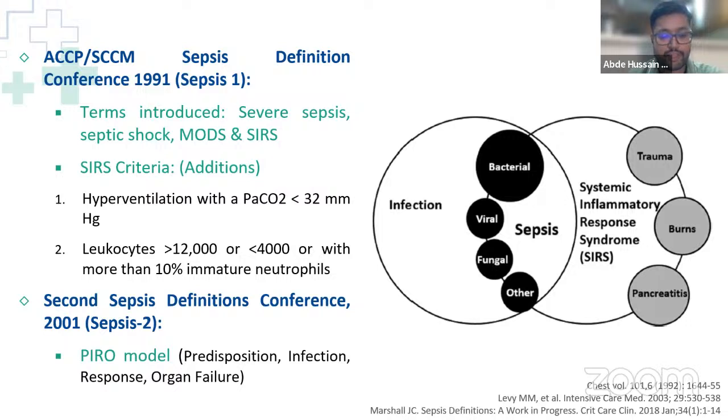In 2001, they expanded the set of criteria to define SIRS. Thus, the PIRO model was introduced, based on the hypothesis that a patient with sepsis requires independent consideration of baseline predisposing factors, both genetics and acquired comorbidities, the nature and site of the infection, the nature and magnitude of the resulting host response, and the presence, type, and degree of organ dysfunction. From this diagram, we can see there are many mixed components of SIRS that can occur not only in sepsis but in non-infectious diseases as well. In cases of trauma, burns, and pancreatitis, SIRS is present. So again, it is difficult to differentiate between sepsis and these conditions.